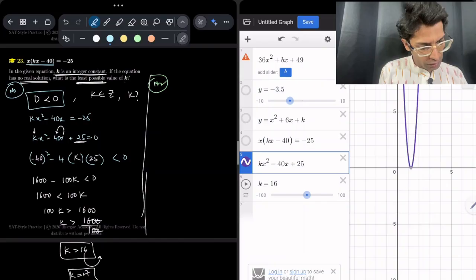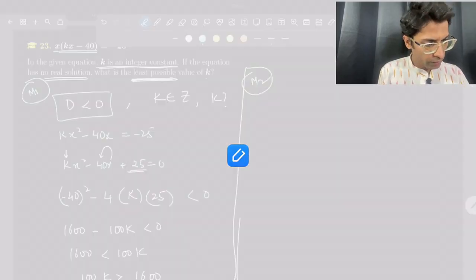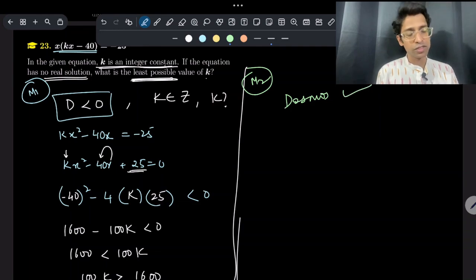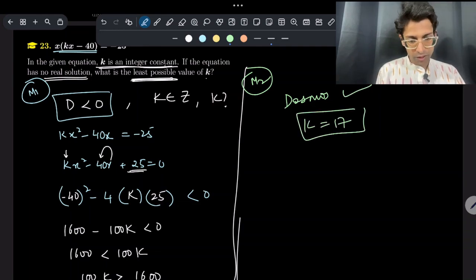Using Desmos, here also Desmos is much faster. From here we have got k equal to 17. Now let's go to the next problem.